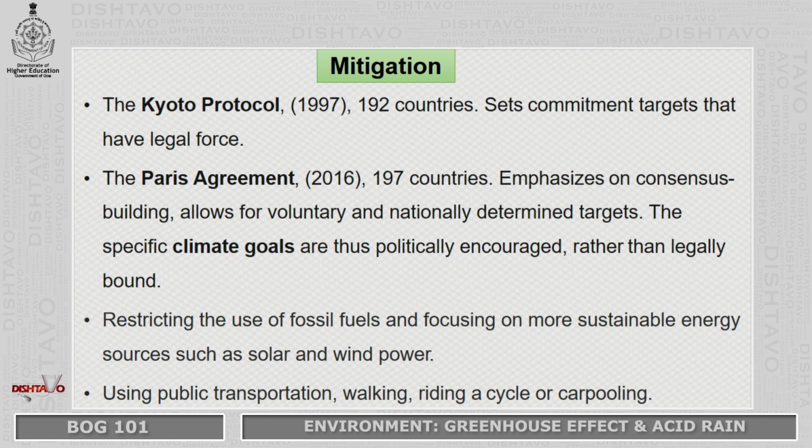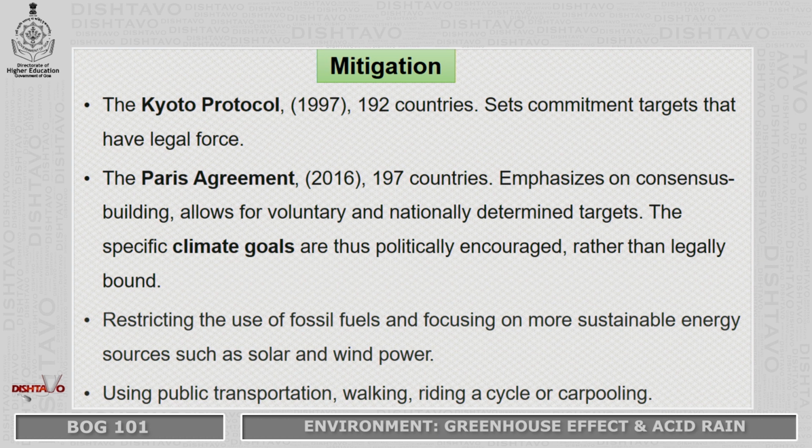Recently in 2016, the Paris Agreement took the same Kyoto Protocol forward, but the only change that is made is that the emphasis is put on consensus building, that is, not by force, but understanding that we need to mitigate this. And that is why the countries are allowed to come voluntarily, and each country decides, okay, this is our target. The targets taken by each country are in consonance with the climate goals and the sustainable development goals that we are supposed to meet by 2030.